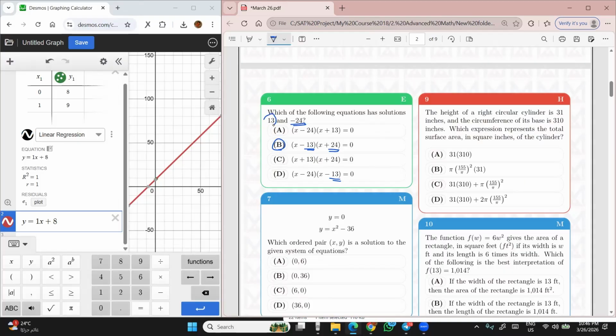So search for the opposite signs of the 13 and negative 24, which makes it negative 13 with x and positive 24 with x, and then equals 0. This is the option letter B.